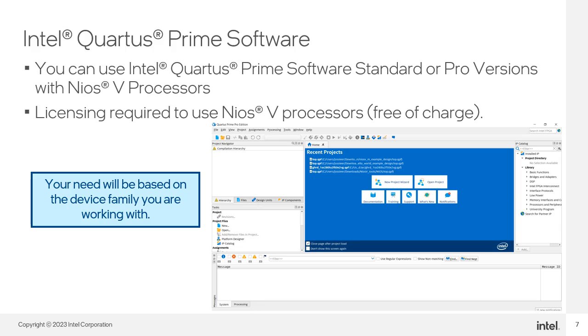Nios V processors also require a license for use in the Intel Quartus Prime software. The link to the Self-Service Licensing Center resources is also provided in the same mentioned section for this course.